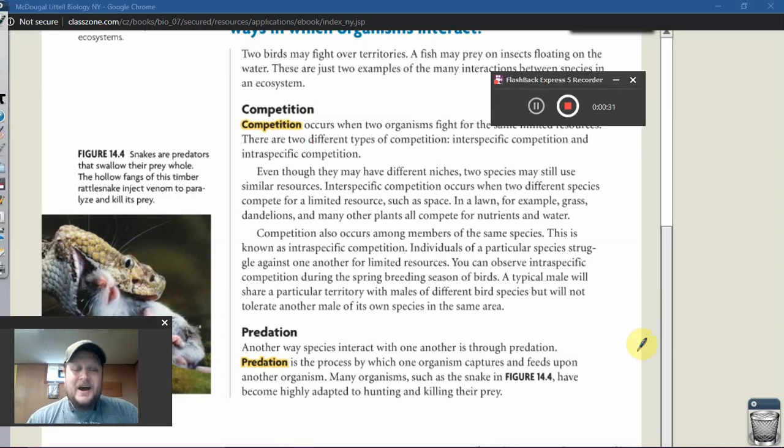Okay, sorry about that. So, the first thing we're going to talk about, our first type of species interaction, we're going to be talking about competition, right? Right here. So competition. Let me get rid of that thing here.